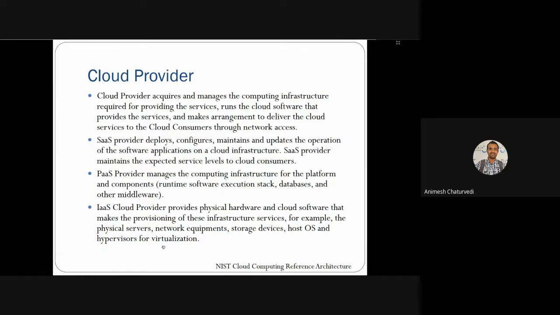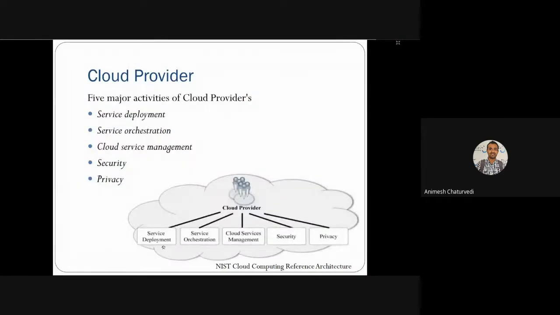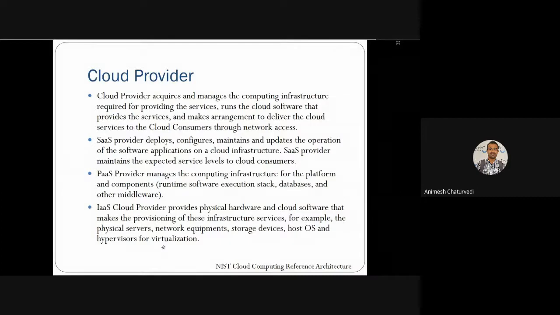Thereafter, a cloud provider actually acquires and manages the computing infrastructure required for providing the service. They actually run the software that provides the service and make arrangements to deliver the cloud service to the cloud consumer through network access. Again, the cloud providers are of three types. Who are the three types of cloud provider? Software as a service provider, platform as a service provider, and infrastructure as a service provider. So the cloud providers we will discuss.